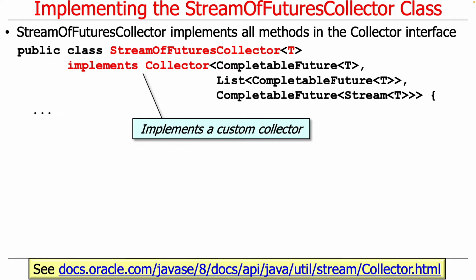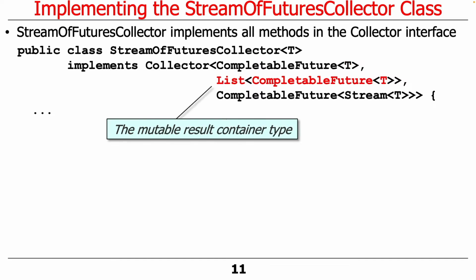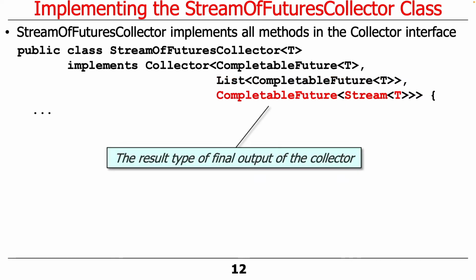StreamOfFuturesCollector implements Collector, and Collector defines three generic parameters. The first is the type of elements in the stream, which in this case are CompletableFuture to type T, because we want to make this a generic class that can be reused. The mutable result container is the second parameter, which is a List of CompletableFuture to T. And the third parameter is the result type of the final output of the collector when all is said and done, everything in the stream has been processed, and we've finished the collector processing. So this will be returning a CompletableFuture to a Stream of T.